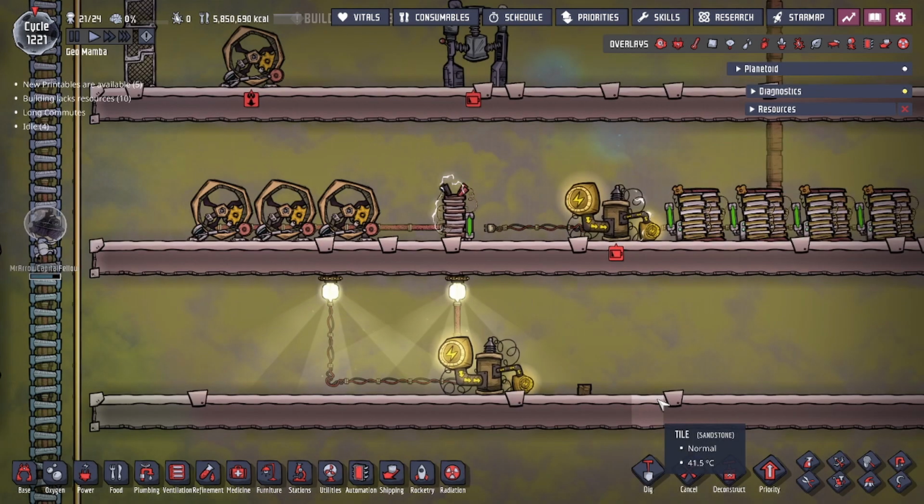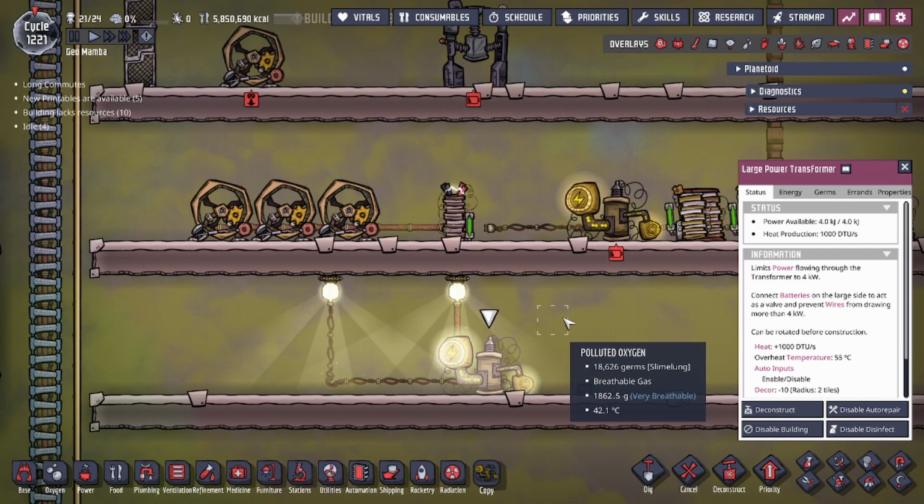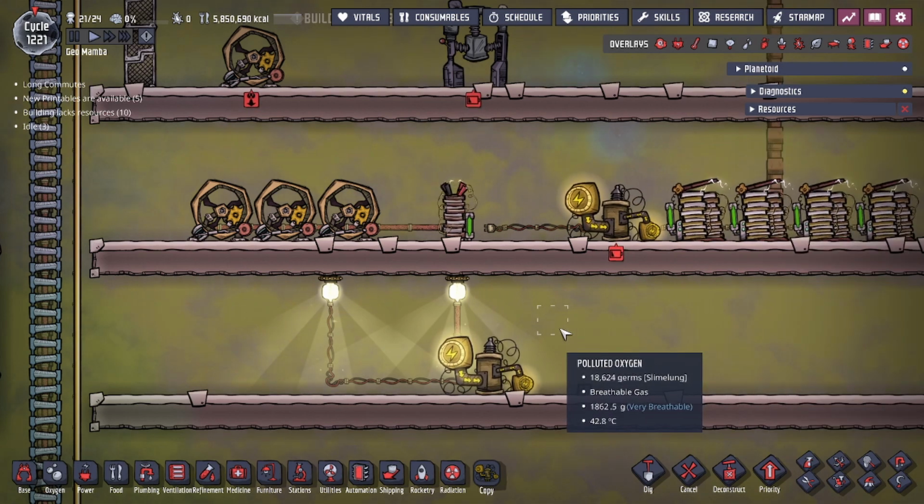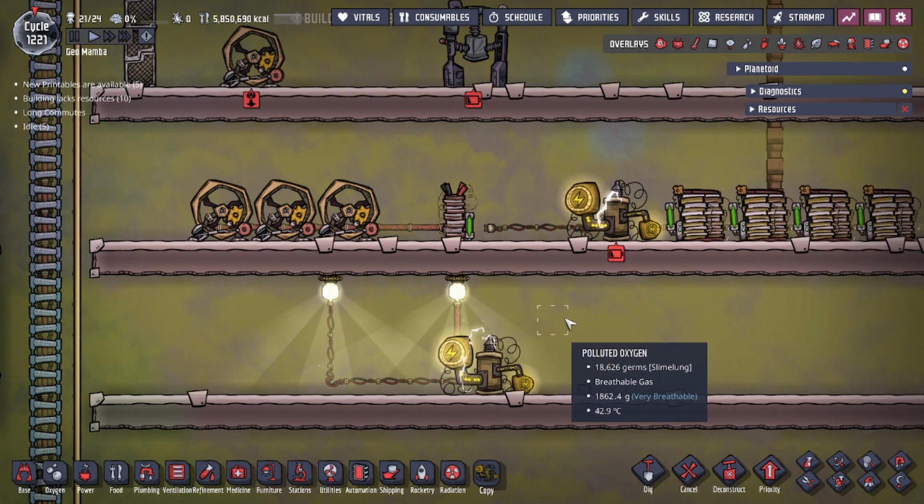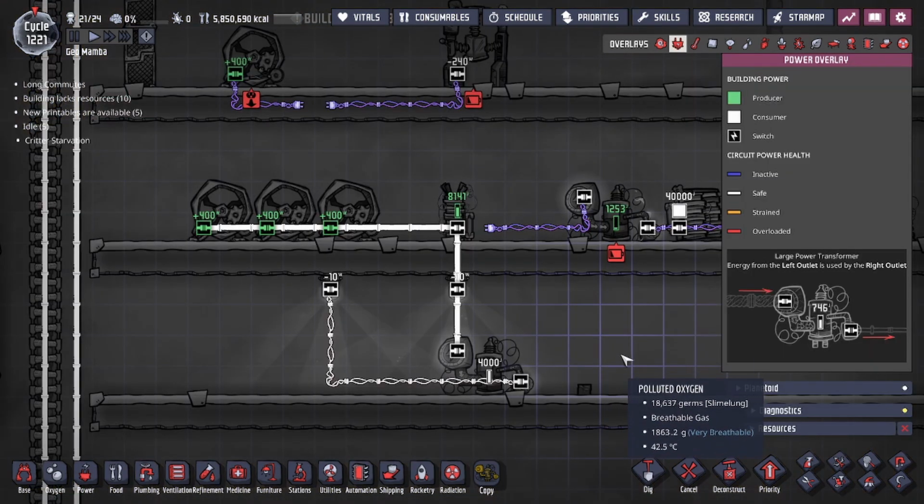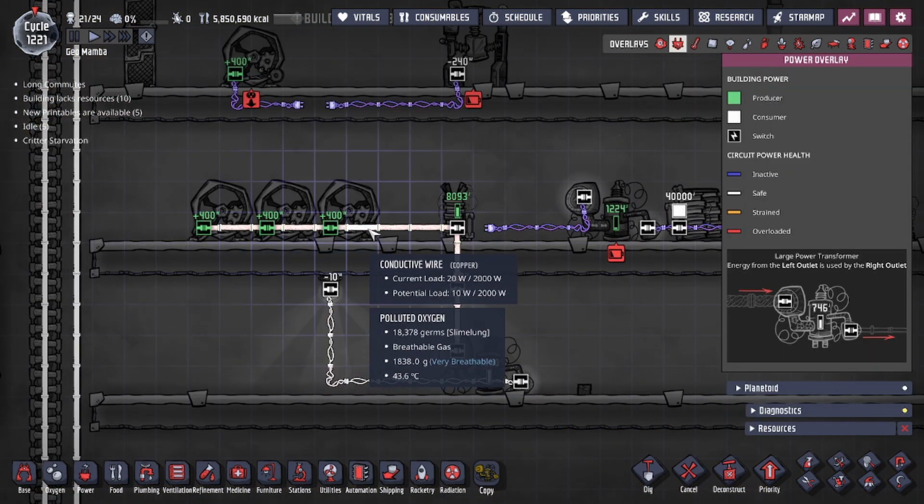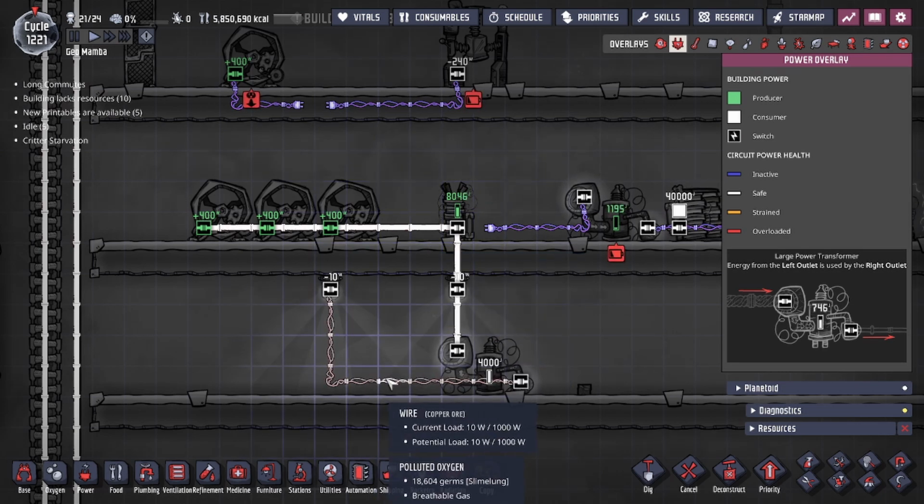Now, the next thing we have are going to be power transformers. Power transformers are going to be pivotal for you to distribute power in your colony, and the reason being is because power transformers allow you to safely convert from a heavier wire down to a weaker one.